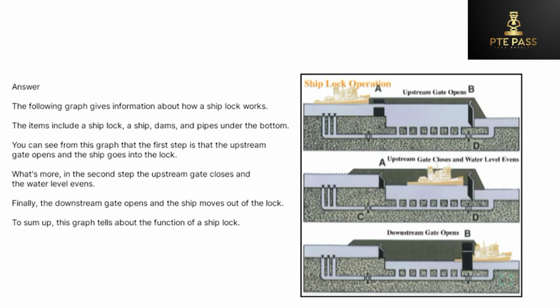Finally, the downstream gate opens and the ship moves out of the lock. To sum up, this graph tells about the function of a ship lock.